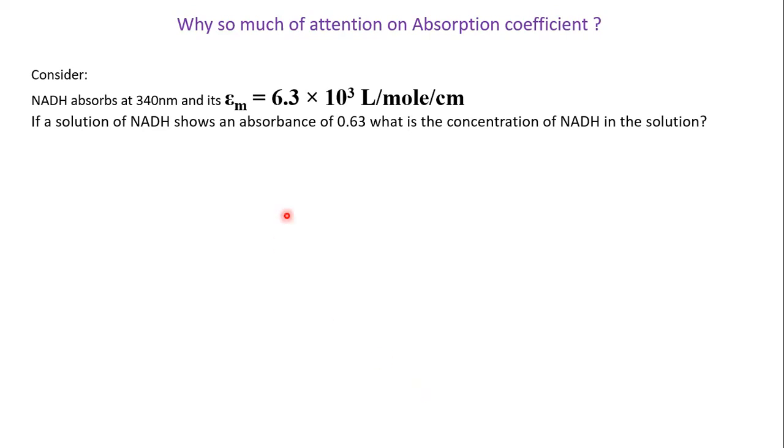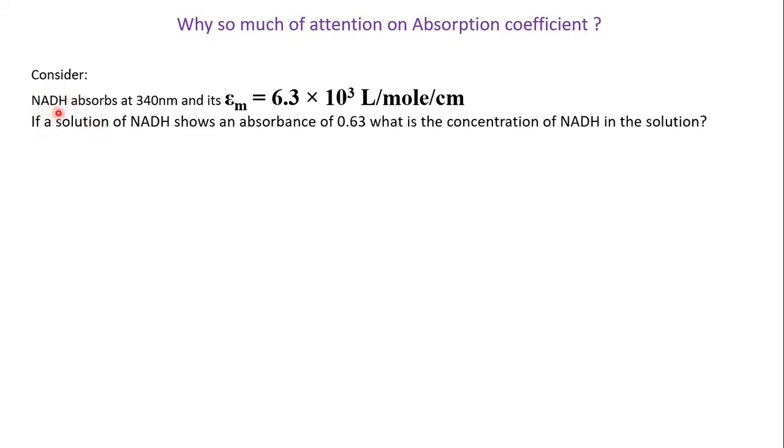The reason is this. Now consider this, okay? NADH, you know this compound? NADH, have you heard about this? Yes, sir. Right. This is a very common coenzyme that is used by dehydrogenases. And this is nicotinamide adenine dinucleotide, the reduced form of it.